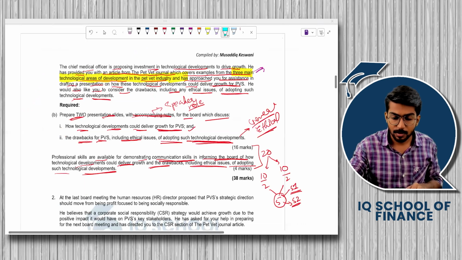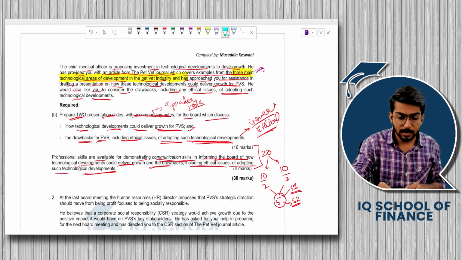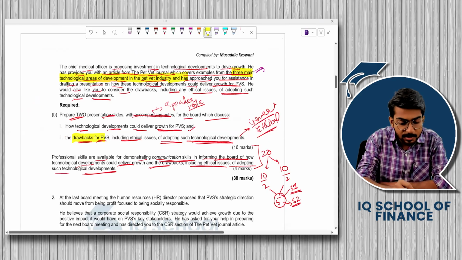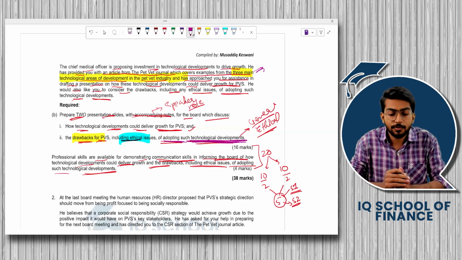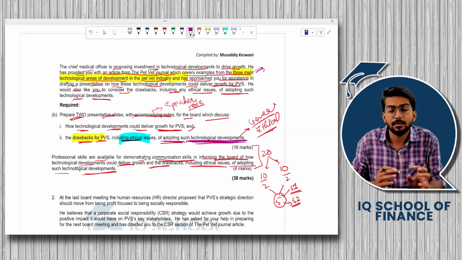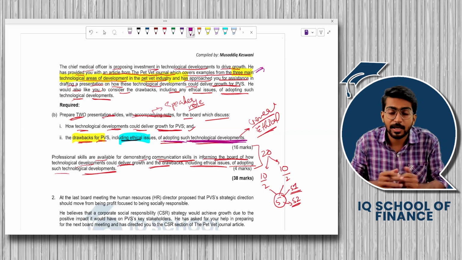So it was the second part: the drawbacks for PVS, including the ethical issues of adopting such technological development. For this requirement as well, we will be referring to Exhibit number 2, and again it's a very general requirement. It is asking what could be the drawbacks. Most of them would be very general, which exist in every organization whenever they go for technological advancement.